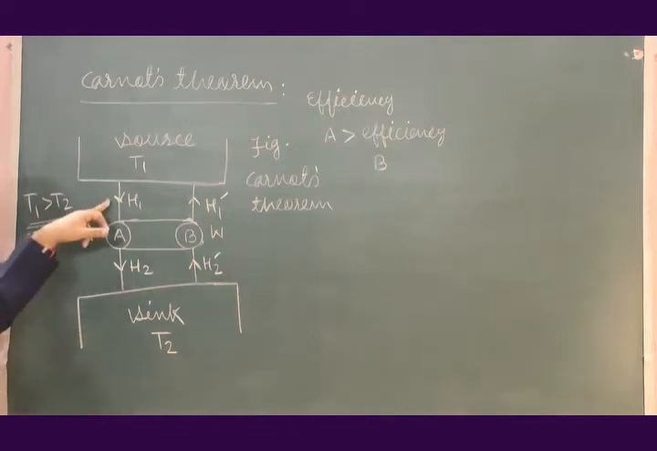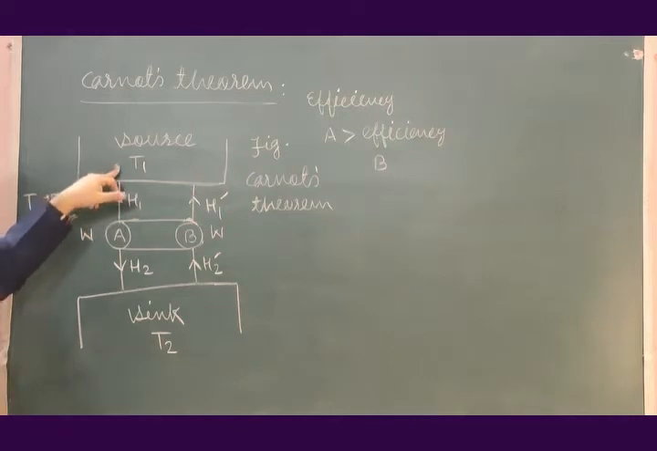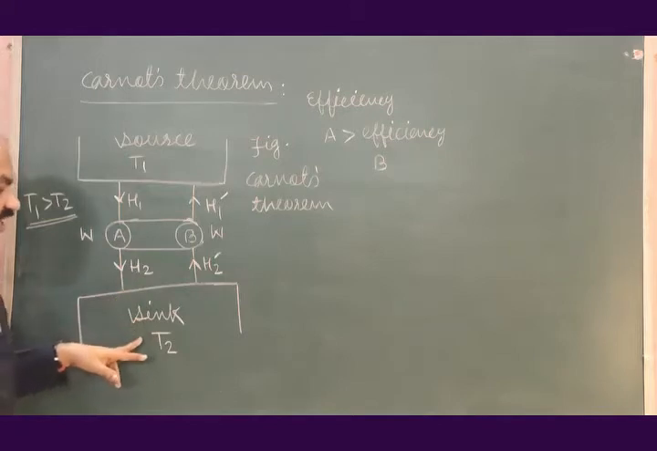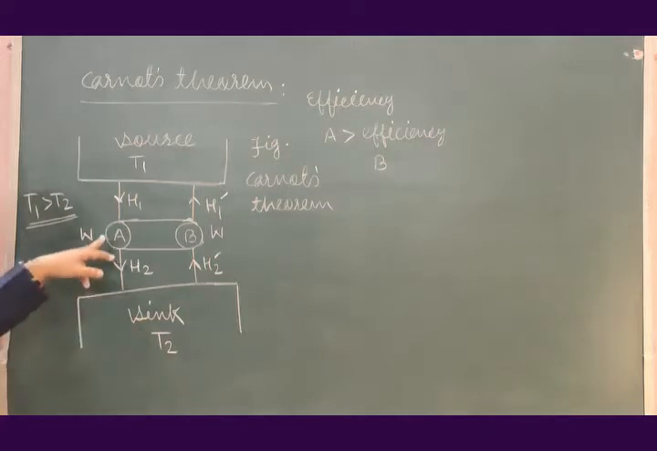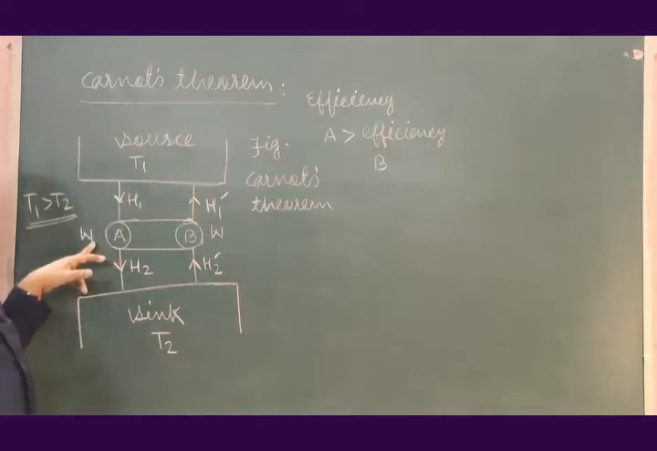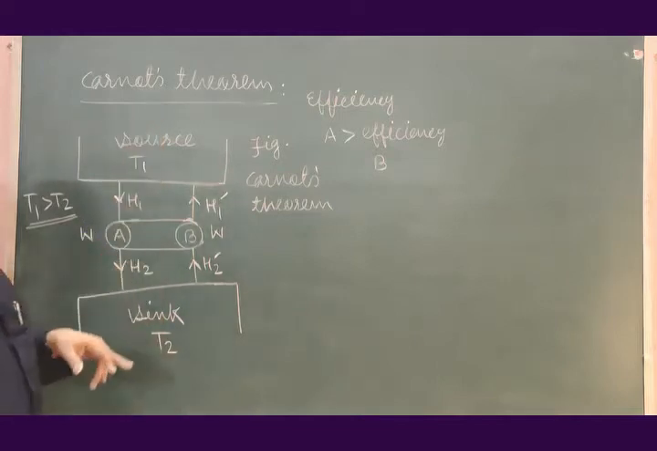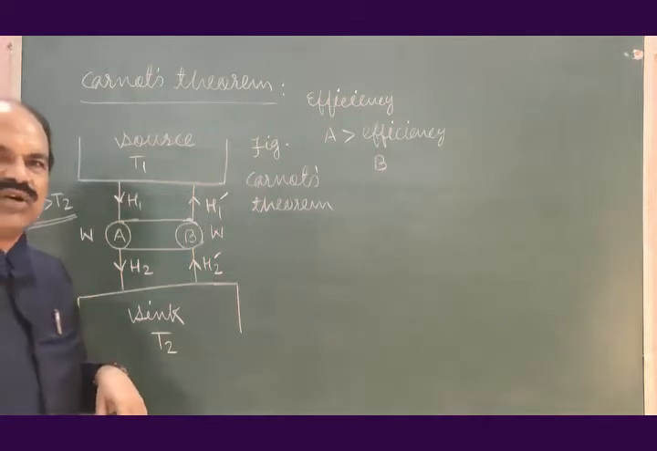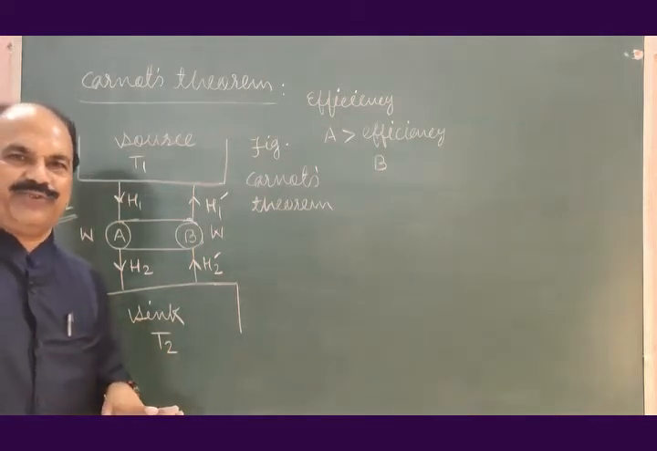Engine A takes heat energy H1 at a constant temperature T1, does certain work W, and the remaining heat energy H2 is rejected to the sink. Let me repeat. Heat engine A takes heat energy H1 from the source at constant temperature T1. Some work W is done. We have seen how to find W. W is equal to R into T1 minus T2 into logarithm of V1 divided by V2.